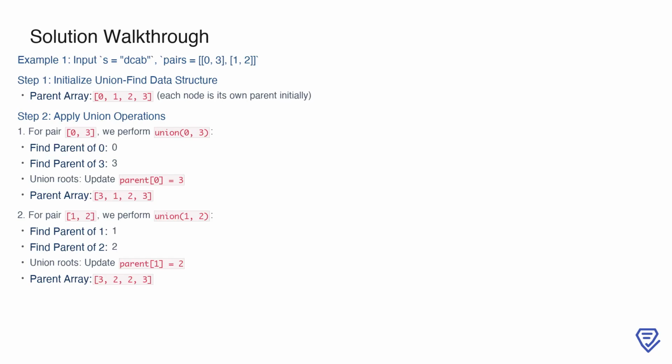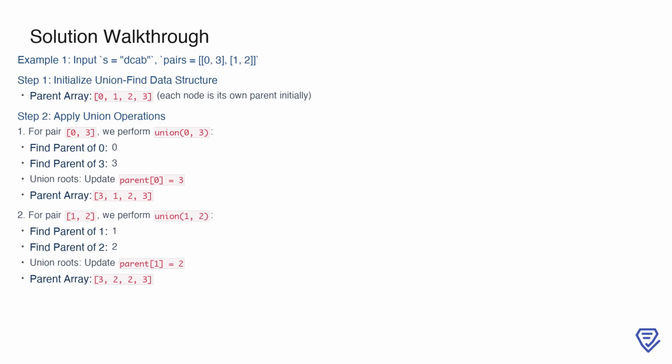To solve this problem, we start by initializing a union find data structure. Here, the parent array is 0, 1, 2, 3, meaning each element is its own parent initially. Next, we perform union operations based on the given pairs. For the first pair, 0, 3, we find that the parent of 0 is 0, and the parent of 3 is 3. Since they have different roots, we unify them by updating parent 0 to 3, resulting in the updated parent array 3, 1, 2, 3.